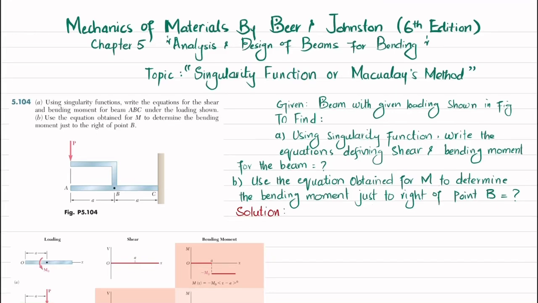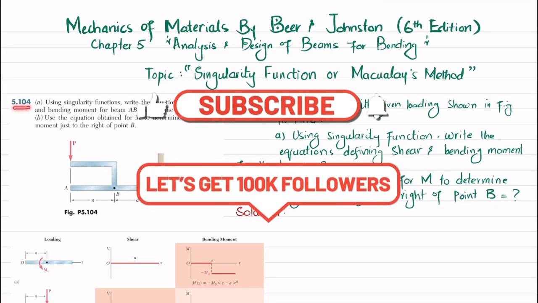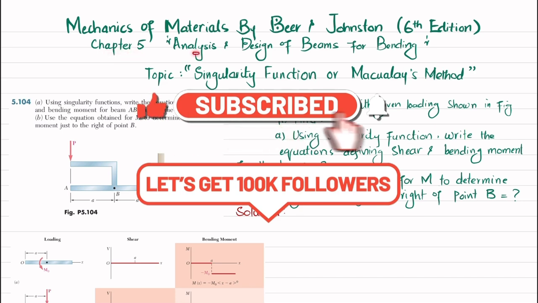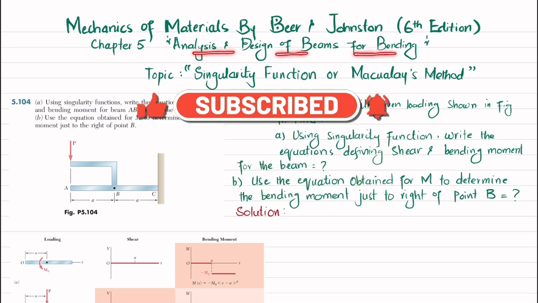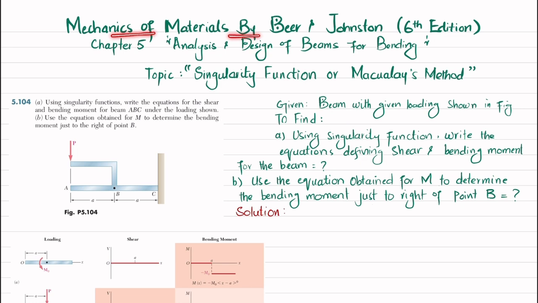Welcome back. Problem 5.104. This problem is taken from chapter number 5, Analysis and Design of Beam for Bending, and the book name is Mechanics of Material by Beer and Johnston, 6th edition. And the topic is still singularity function, or it is also known as Macaulay's method.